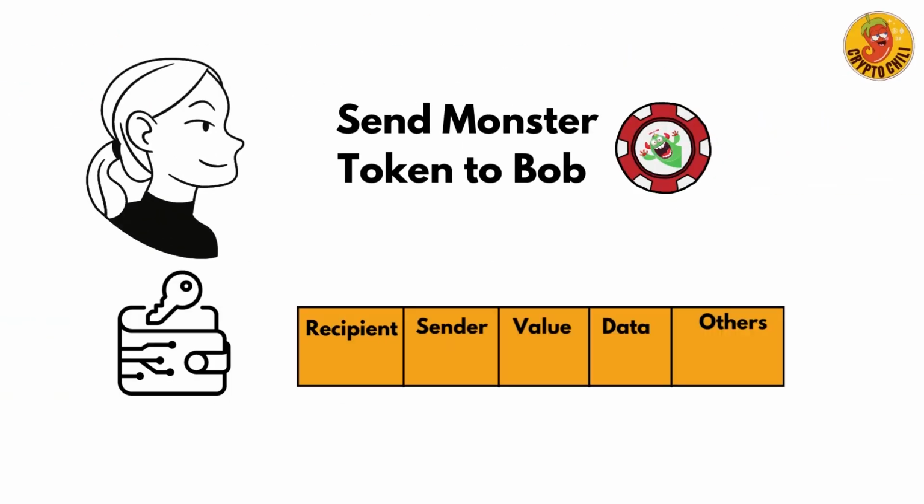Now Alice wants to send Bob 2 Monster Token. She again uses her wallet application to create a transaction. This time the recipient is not Bob's account address, but the address of the smart contract of the Monster Token. The sender is again Alice. The value field remains empty because we do not want to send ETH. Now the data field contains the information what Alice wants to do, send 2 Monster Token to Bob, which leads to the execution of a transfer function in the smart contract.